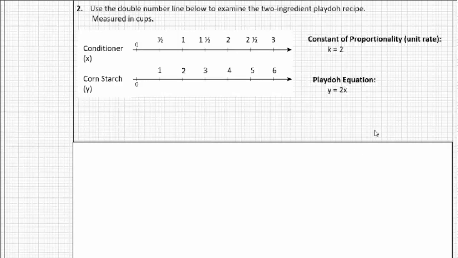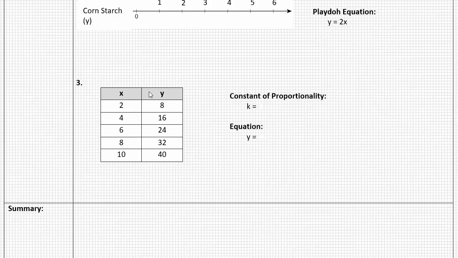Let's try our third example. So here, for our third example, we're given an xy table, and you are being asked, using one of the techniques from our last 2 examples, to identify the constant of proportionality, the unit rate, identified by k, and then write an equation in the y equals kx format. Pause the video to do some work, and then resume the video to check back and see if we agree.